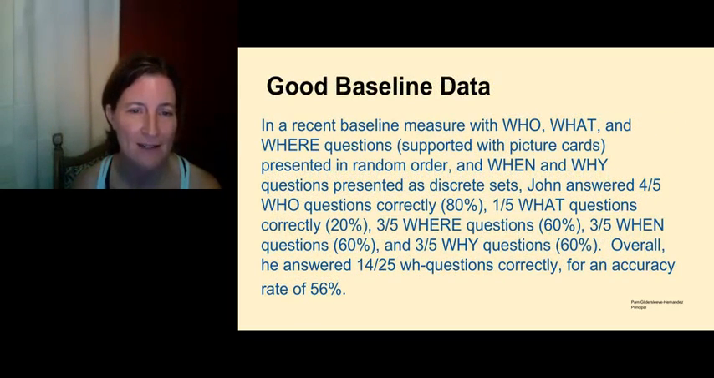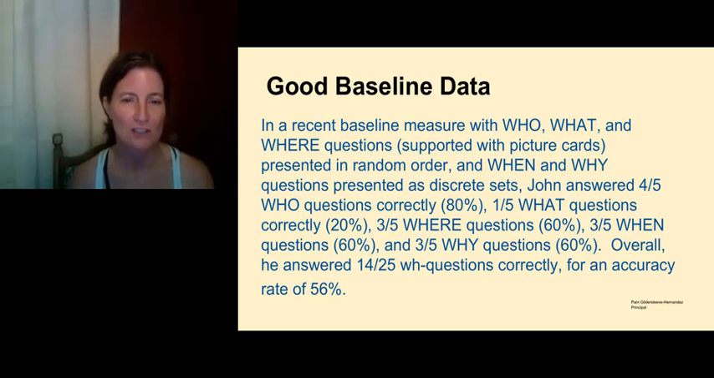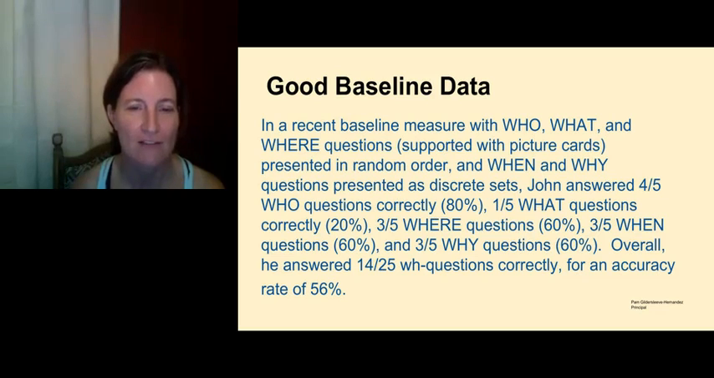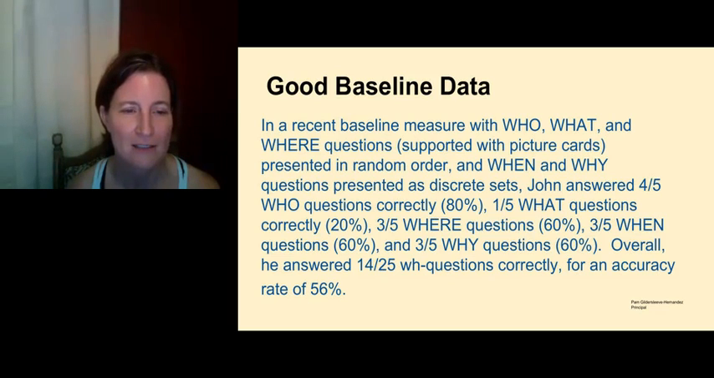So good baseline data, again, driven by criteria. In a recent baseline measure with the who, what, and where questions, supported with picture cards presented in random order, and when and why questions presented as discrete sets, John answered 4 out of 5 who questions correctly, 80%, 1 out of 5 what questions correctly, 20%, 3 out of 5 where questions, 60%, 3 out of 5 when questions, 60%, 3 out of 5 why questions, 60%.